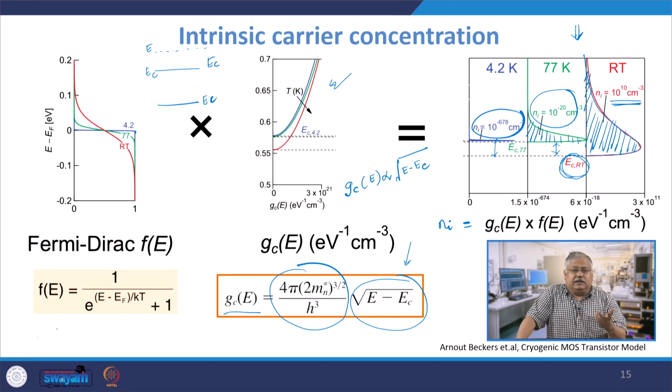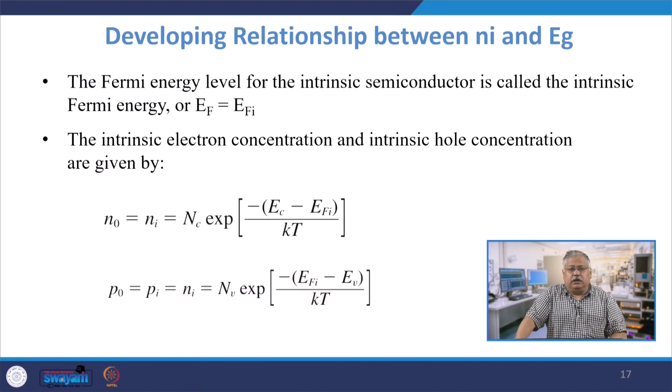And when that changes, the probability of finding an electron in the conduction band also changes. So, this is a complicated mixture of two things: one is the intrinsic carrier concentration and the other is the band gap energy which we see. So, let us try to find out the relationship between the intrinsic carrier concentration and the band gap.